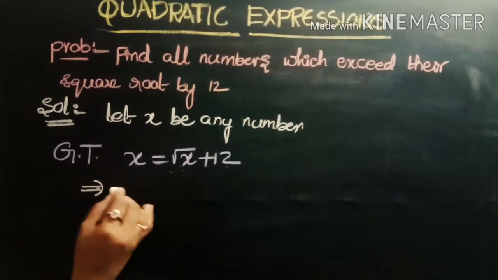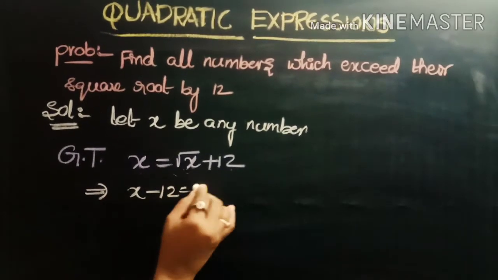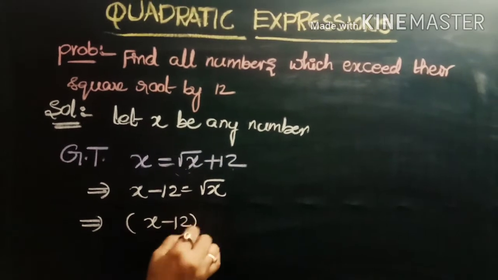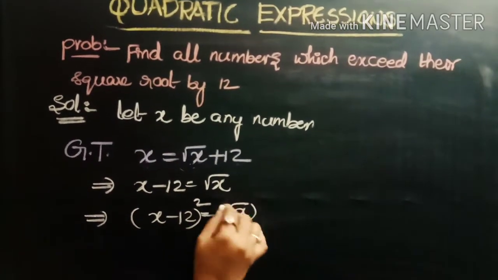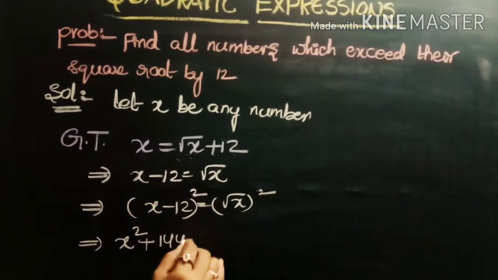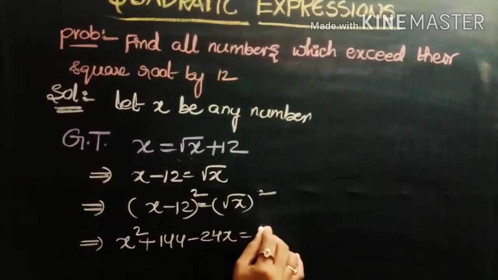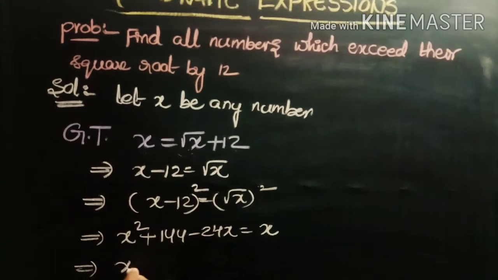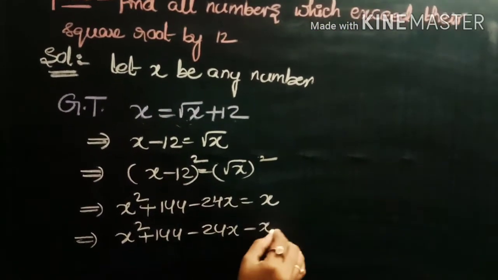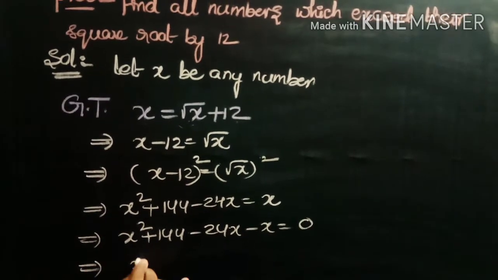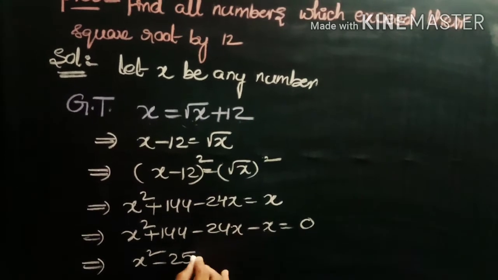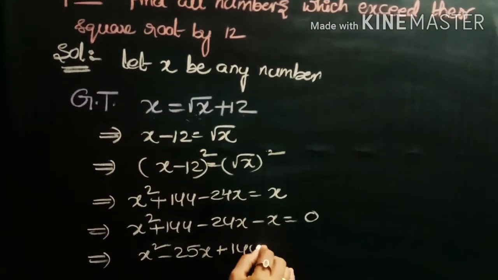Now we simplify this equation, which implies x minus 12 is equal to root x. Now squaring both sides, (x minus 12) whole square is equal to (root x) whole square. Now taking the expansion here, x square plus 144 minus 24x is equal to x, which implies x square minus 25x plus 144 equal to 0.